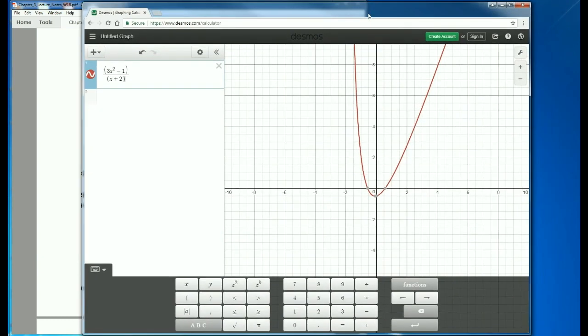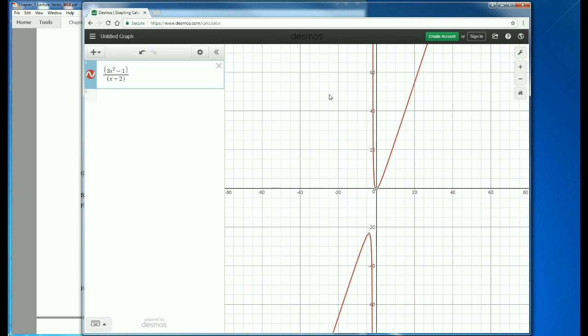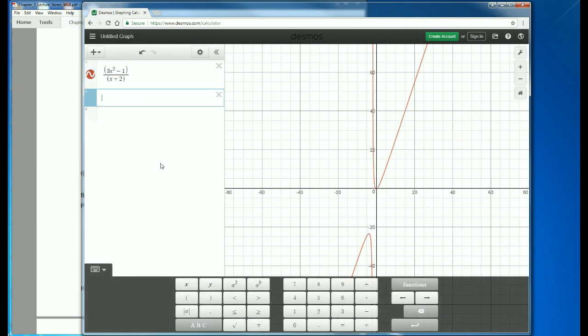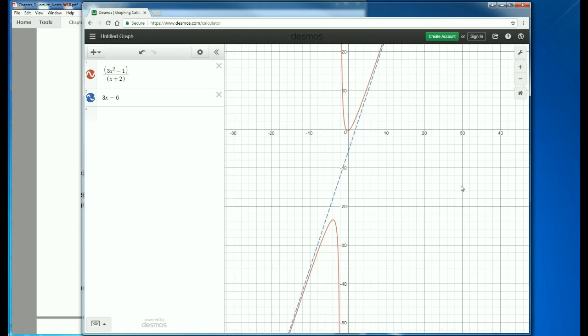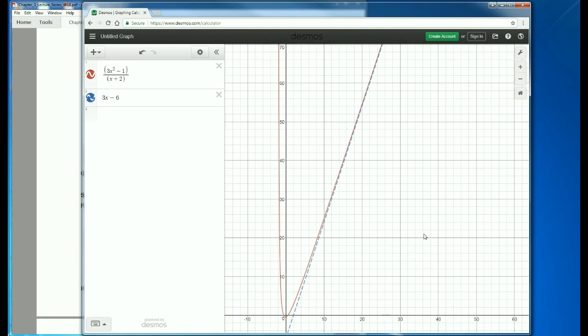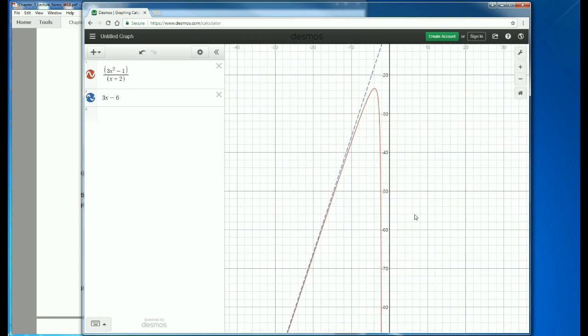All right, and it looks like we need to just zoom out a little bit. Yeah, so I can see the whole thing. And now let me go ahead and add in the line of that oblique asymptote, which was 3x minus 6. All right, and now you can see, let me just change that to a dashed line just because it's kind of fun. You can see, definitely that the function is approaching that line as x gets very large or as x gets very small.